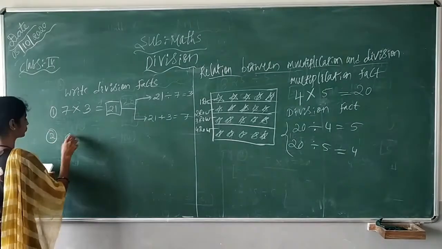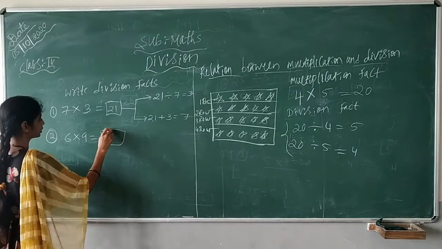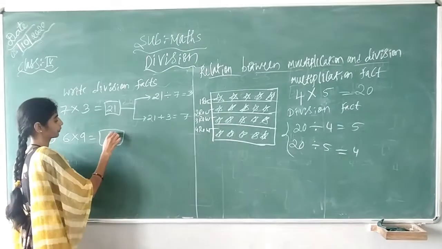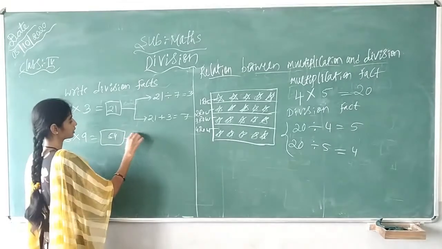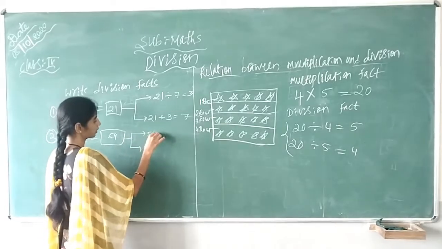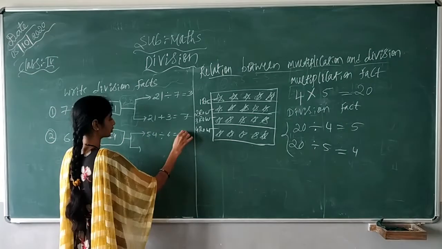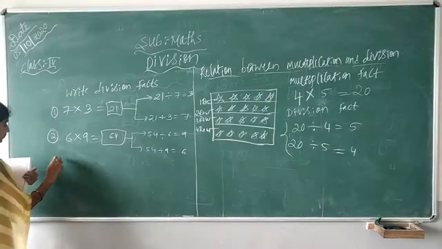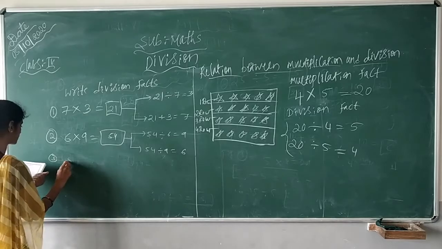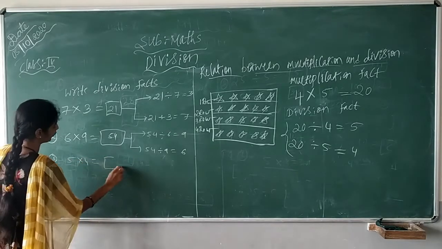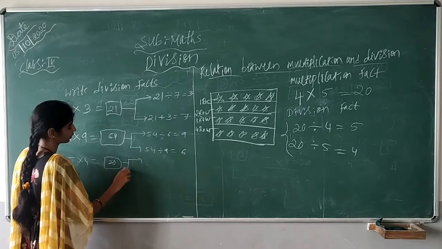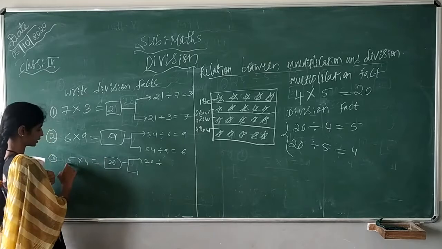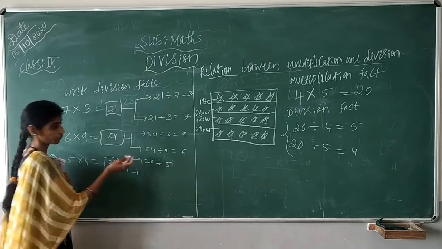Then the second question, 6 into 9. So you all know, 6 nines are how much? It is 54. Okay. Likewise, now write the division facts. 54 divided by 6 equals 9. Then 54 divided by 9 equals 6. They are very simple. So next is 5 into 4. So you know 5 fours are 20. Try it, children. First you have to write the product, divided by the first number, which is 5. So which number is left? 4. That will be our answer.